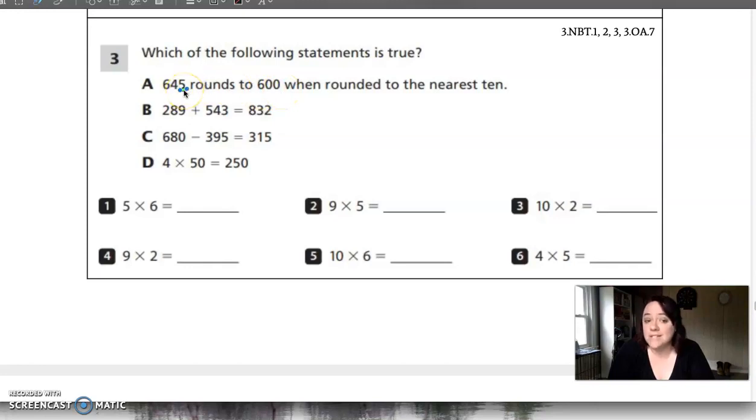If they were asking for 645 rounded to the nearest 100, yes, that would have been correct because it doesn't reach 650 yet. So A is not right. So we are going to cross that right out. Okay, 289 plus 543 equals 832.